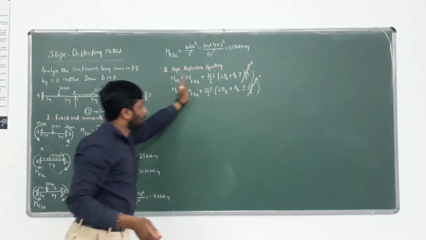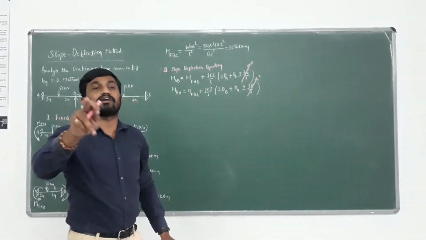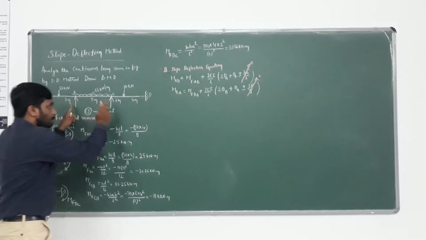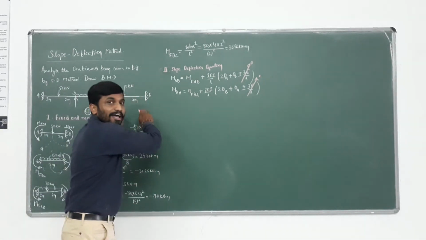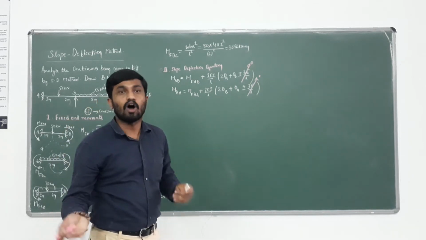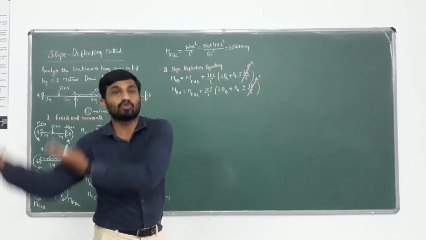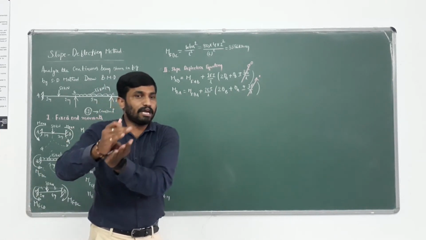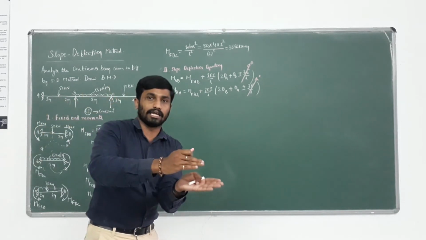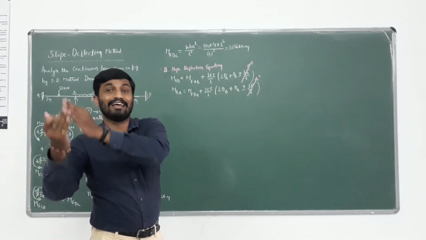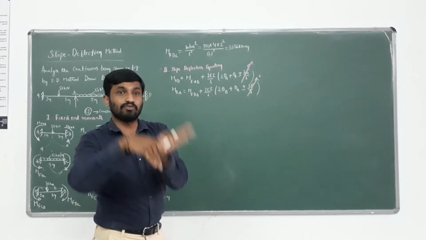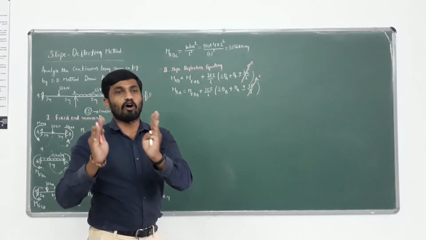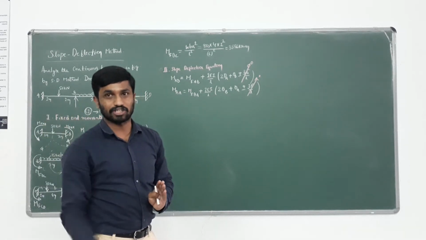Likewise, we have to apply two equations for each span. Here how many spans are we having? AB is one span, BC is the second span, CD is the third span. Totally we are having 3 spans. How many equations? 3 into 2, totally 6 equations we are getting. Clear? For MAB we are getting one equation, MBA another equation, MBC the third equation, MCB the fourth equation, MCD the fifth equation, and MDC the sixth equation. So for each span we are getting 2 equations.